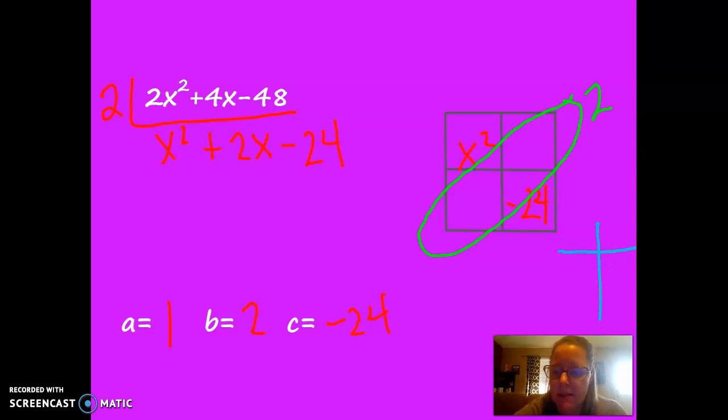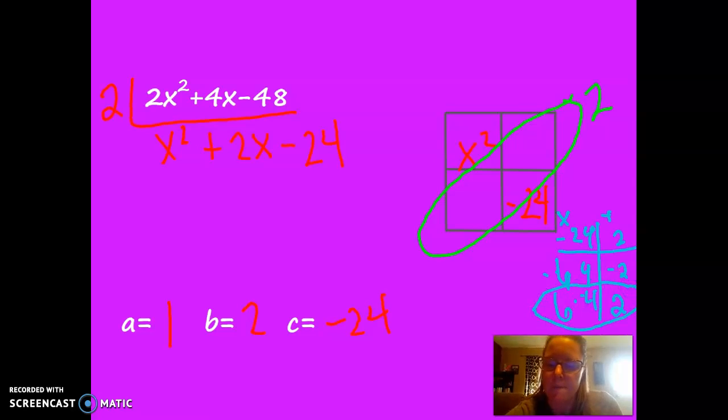So what multiplies to 24 and adds to 2? 6 and -4? Let me check: -6 and +4 would give me -2. So the opposite, 6 and negative 4, would give me positive 2. So there are my factors. One of them is negative 4x, and the other is 6x. Those combine to give me my positive 2x.